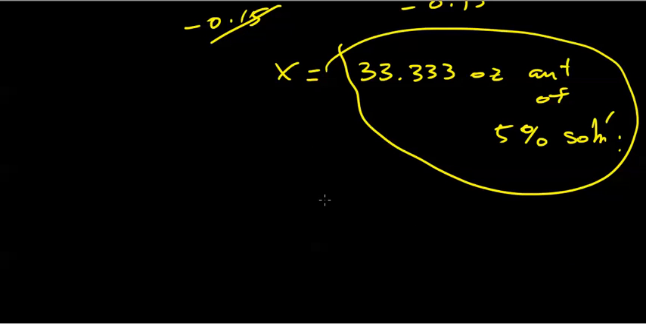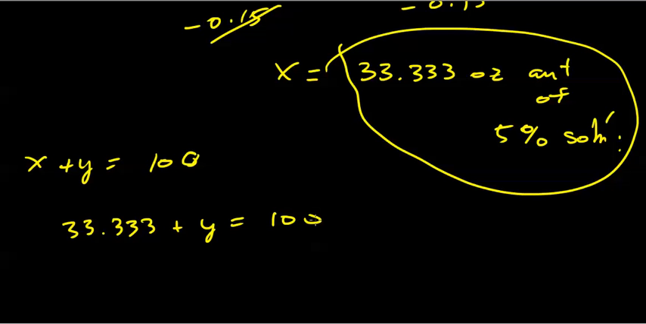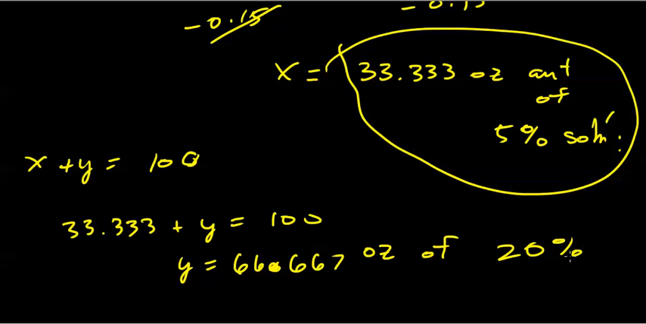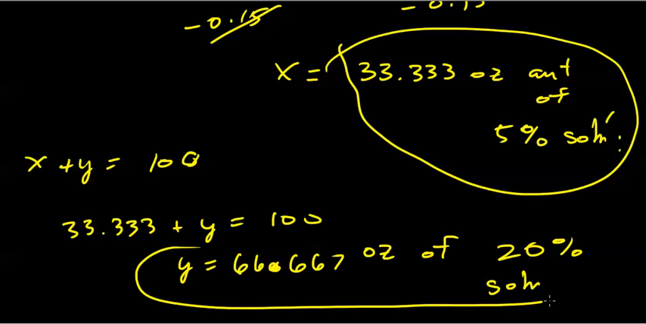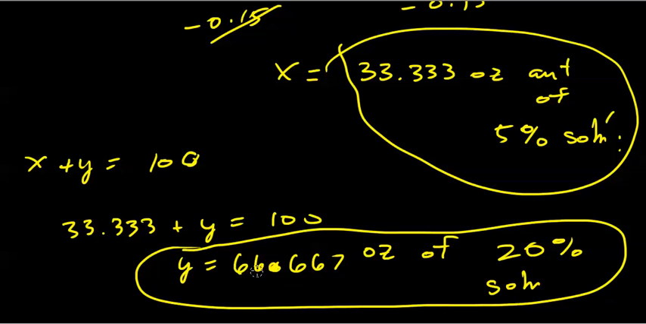Well, what's y going to be then? We know that x plus y has to equal 100. If x is 33.333, I can easily plug that into the first equation in my system, and of course I get 66.667, so roughly 66 and two-thirds ounces of the 20% solution. Circle that. That's a decimal point right here. I think that'll be clear. So again, standard mixture type problems in the 2x2 vernacular.